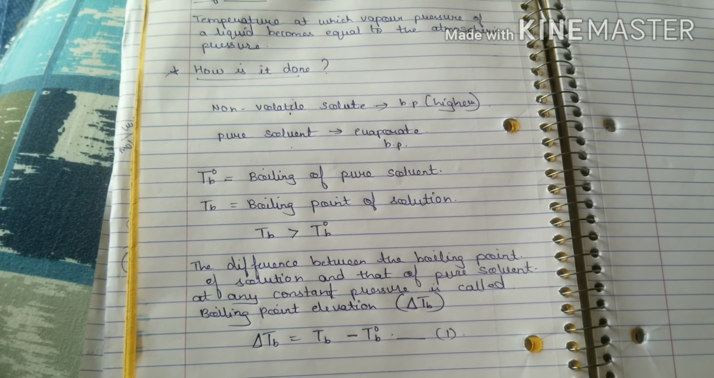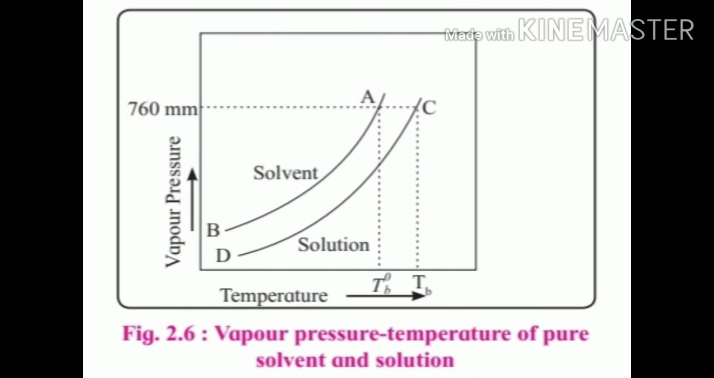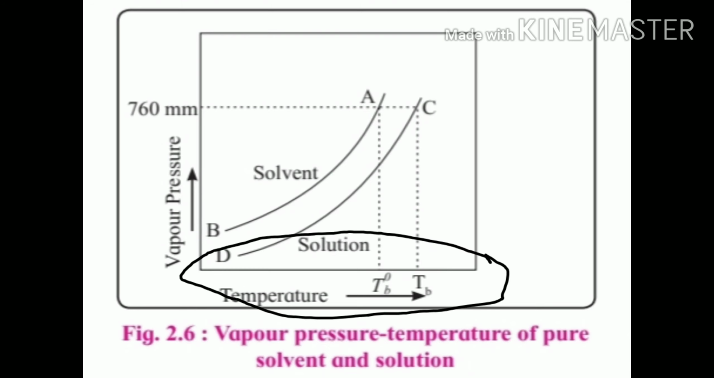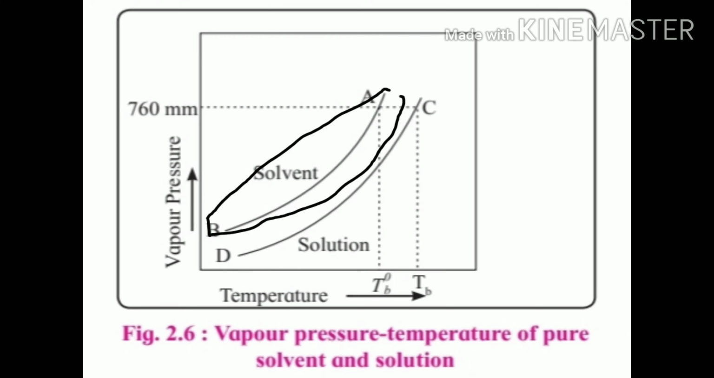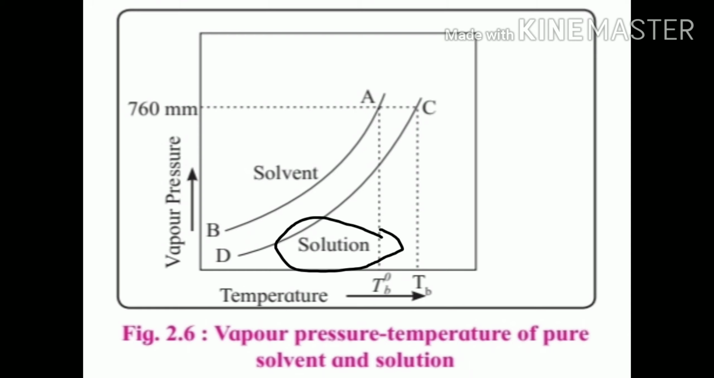Now I shall explain you the diagram for boiling point elevation. This graph represents the vapor pressure temperature of pure solvent and solution. The x-axis represents the temperature and the y-axis represents the vapor pressure. Now, if you look at curve CD and curve AB, then the curve CD represents the vapor pressure temperature curve for solution, and the curve AB represents the vapor pressure temperature curve for solvent. You can check from the graph here.